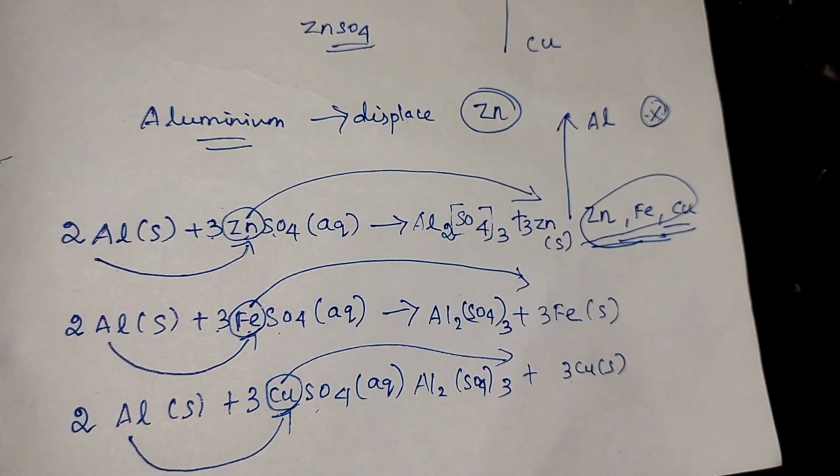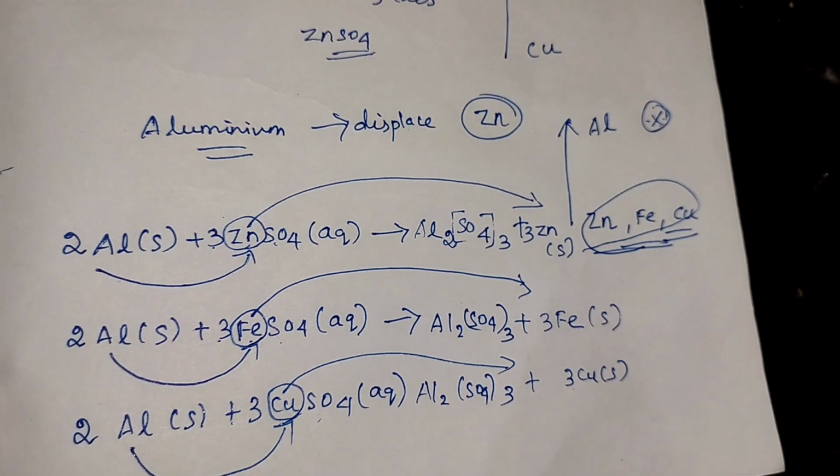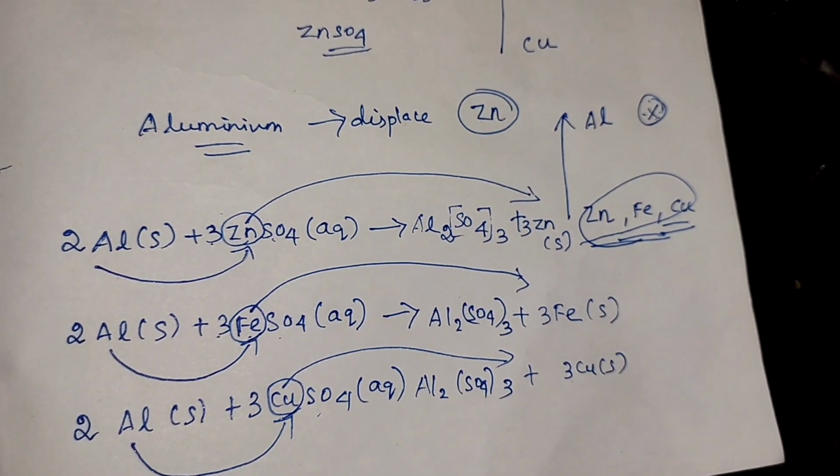In the part 2 video, we can see the other reactions, like zinc with other metals, iron with other metals, and copper with other metals. This part 1 is completed. Thank you.